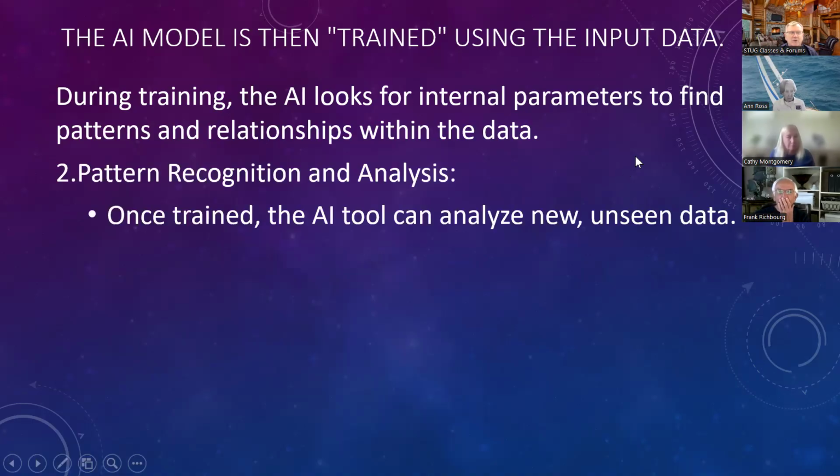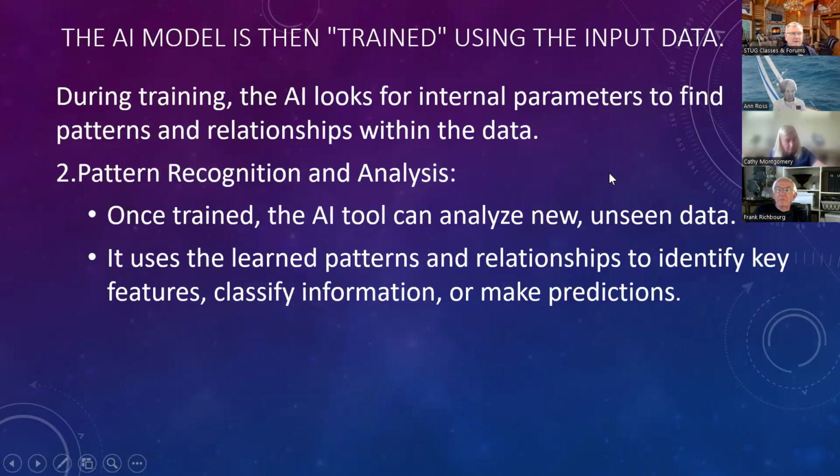Pattern recognition. Once trained, the AI tool can analyze new or unseen data, right? It uses the learned patterns and relationships to identify key features, classify information, and make predictions. If it's an octagon-shaped sign, whoa, is that a stop sign? Right?